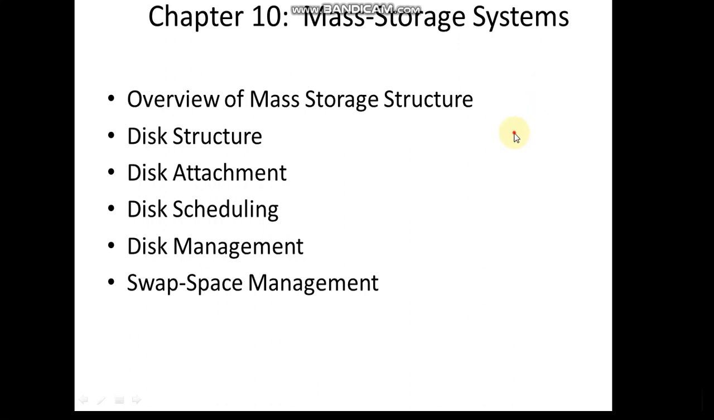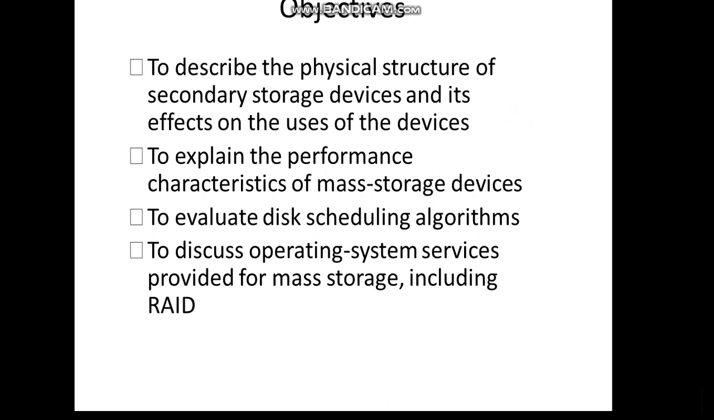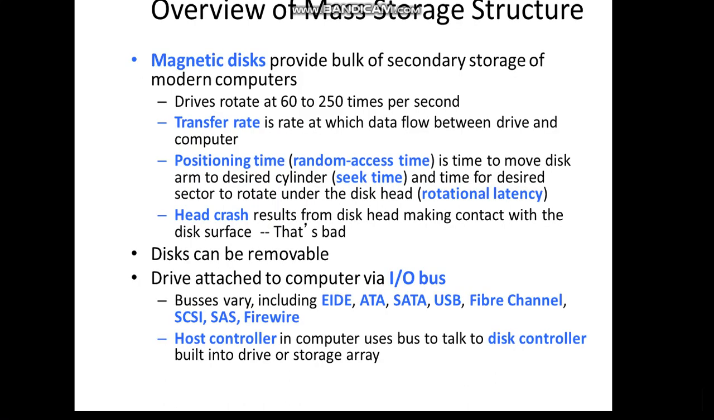swap space management. So the main objectives of this particular chapter are to study the physical structure of secondary storage devices and its effects on the users of the device, and also explain the performance characteristics of mass storage devices, different mass storage devices, evaluating disk scheduling algorithms, and to discuss the operating system services provided for mass storage, including the RAID structure.